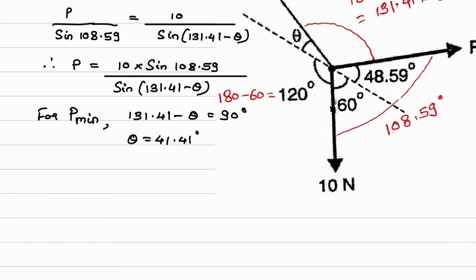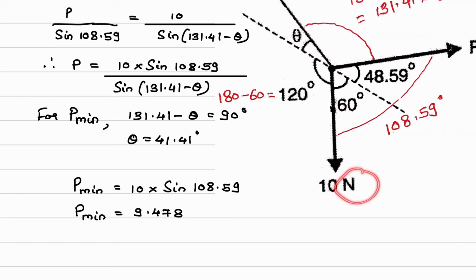So P mean is equal to 10 into sine 108.59. So from here I can calculate P mean, which is equal to 9.478. What is the unit of force? Newton. Okay, Newton. So this is the answer.